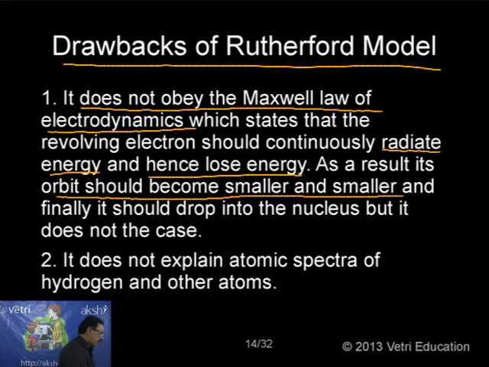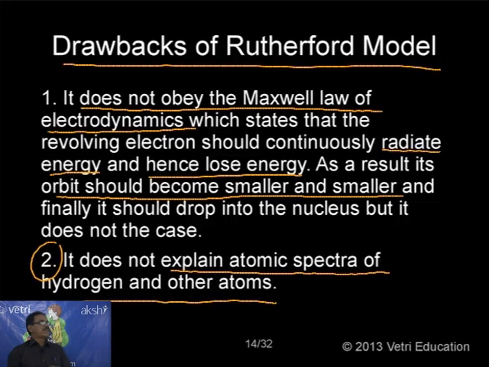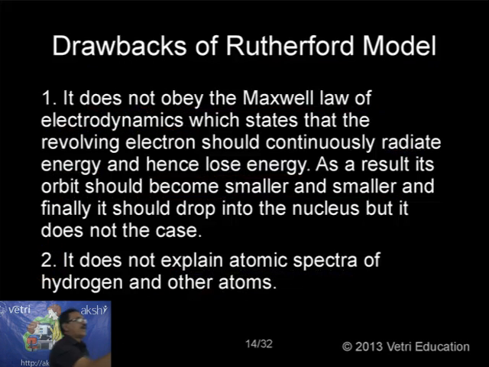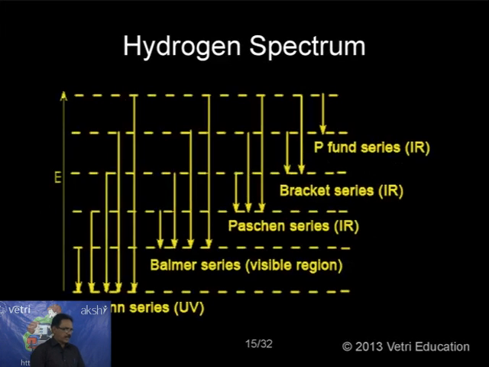The second most important drawback is, it does not explain the atomic spectrum of hydrogen and other atoms. This is the most important drawback of the Rutherford model. Because during his period, the hydrogen spectrum was discovered. But how the hydrogen spectrum is obtained from an atom was not explained by Rutherford. It is the drawback of Rutherford. What you are seeing here is the hydrogen spectrum. I will take it separately in detail, but anyhow, just see the hydrogen spectrum. During this period, this hydrogen spectrum was discovered.